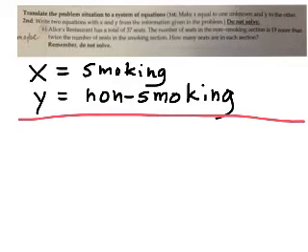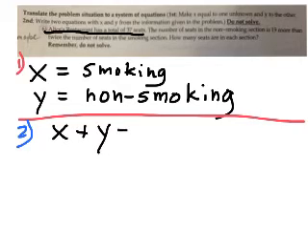Okay, step two. Let's figure out the equations. The first thing the sentence up above tells us is Alice's restaurant has a total of 37 seats. That means the total of smoking and non-smoking makes 37. So the first equation is easy. It's x plus y equals 37. And that's our first equation.